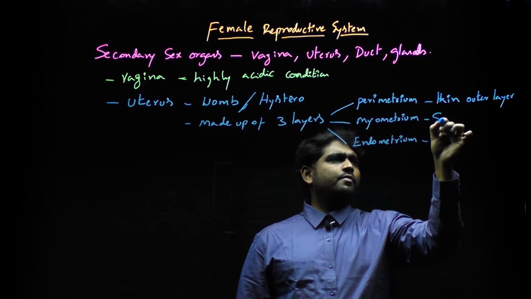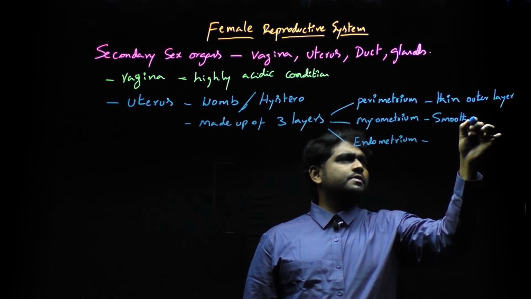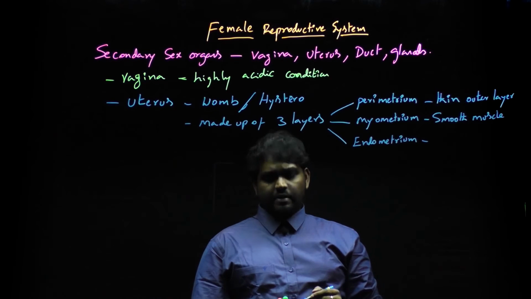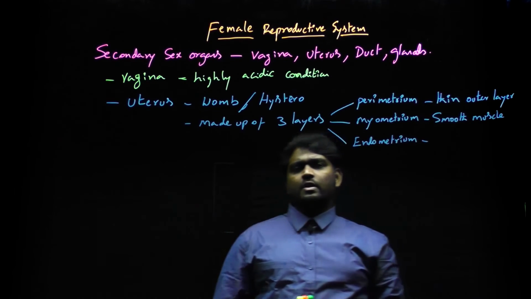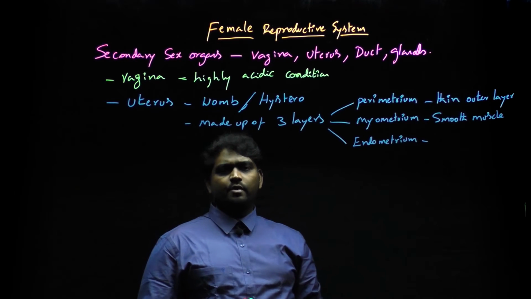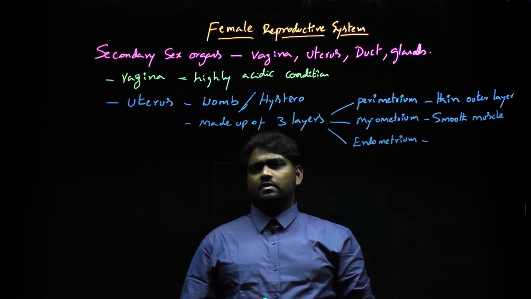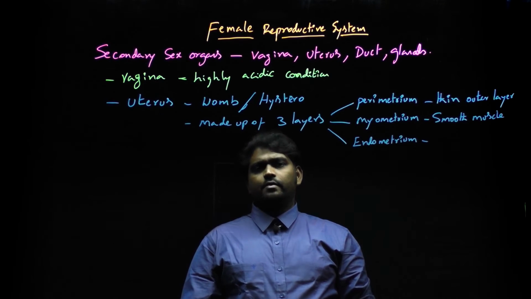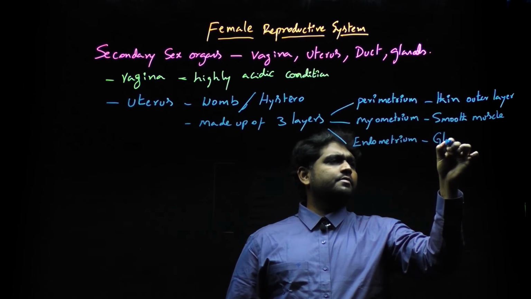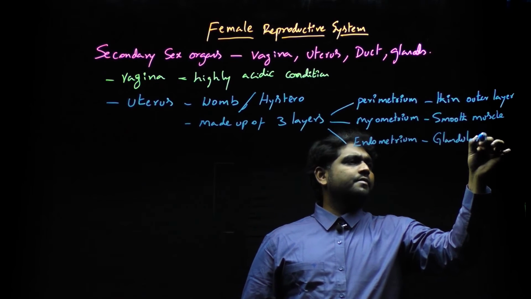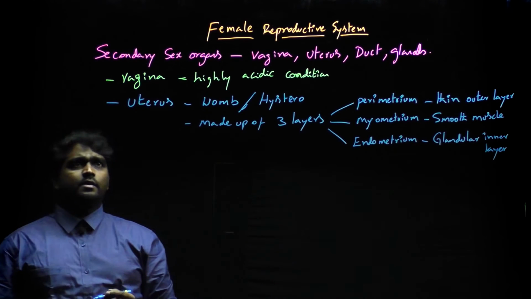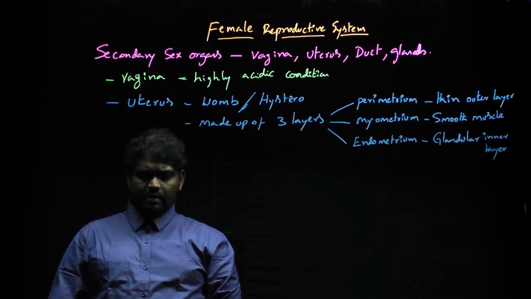The myometrium is made up of muscle, the important smooth muscle. You know that smooth muscles are involuntary, so they help the uterus to contract and relax. During the gestation period, when the embryo develops inside, it stretches the womb area to develop for the baby. Next is the endometrium. It is the glandular inner layer. This is the second part of the secondary sex organs.